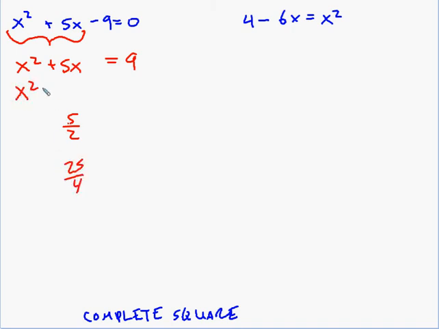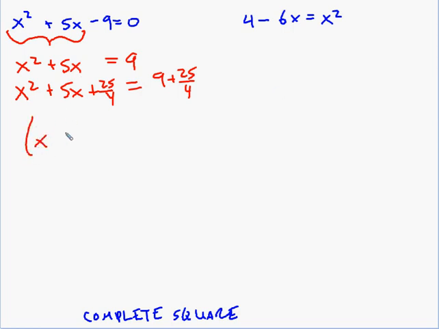Alright, so we're going to do x squared plus 5x plus 25 fourths equals 9 plus 25 fourths. Whatever I add to one side, I must add to the other side. Alright, now when I factor this, I should get x plus 5 halves squared, equals, and I need a common denominator here, so 4.